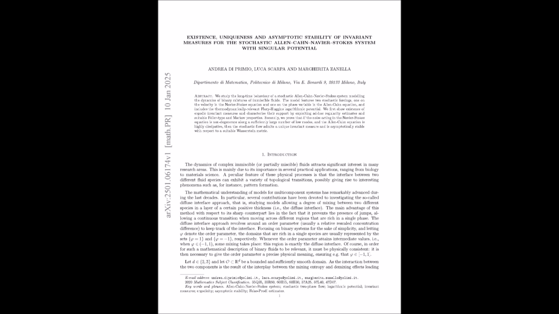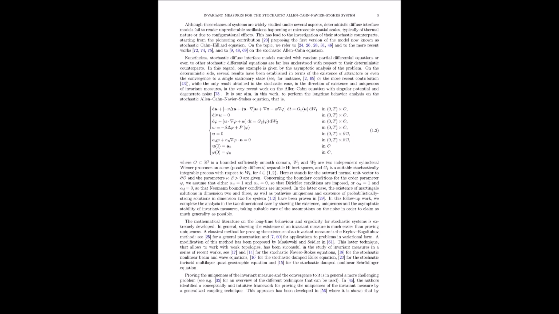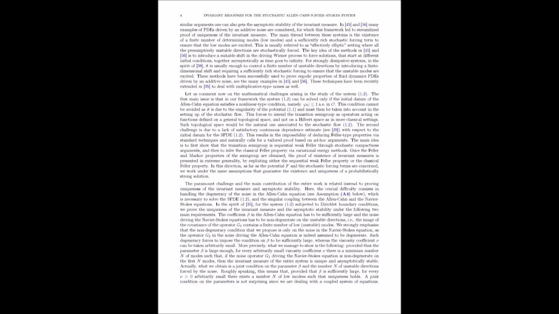Wait, so there could be multiple stable states? That's what the math suggests. Wow. But by proving uniqueness, we can pinpoint the specific configuration that the system will eventually settle into. Okay. So we're on a quest to find those stable states. We are. What can you tell me about these techniques?